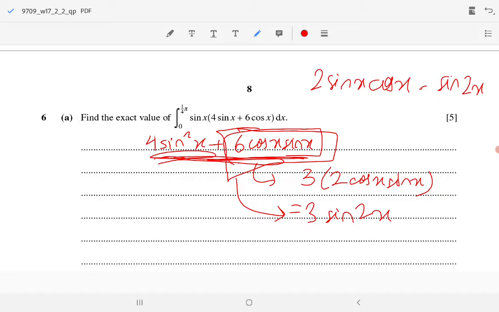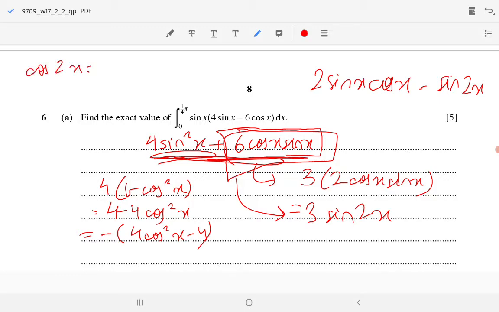Well, we know we can convert this to 4 into 1 minus cos square x, which can be converted further down to 4 minus 4 cos square x, which is equivalent to negative 4 cos square x minus 4. By the way, if you guys still didn't get it, I'm just trying to convert it into this format, the one in the data booklet for cos 2x.